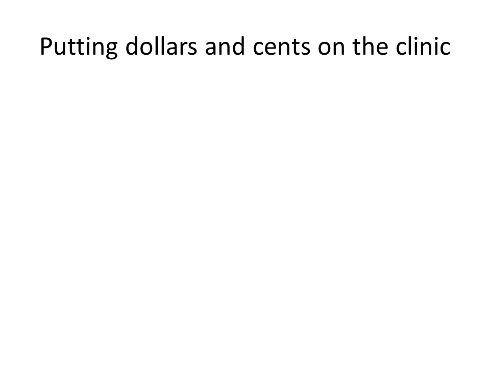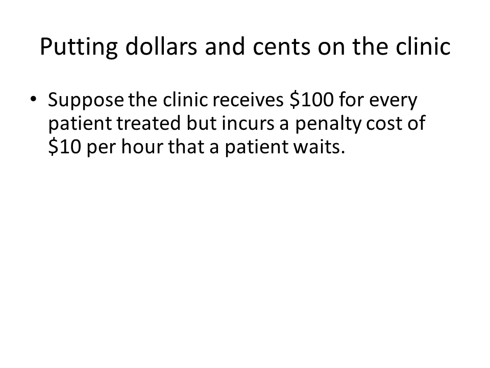We can also start putting dollars and cents on the clinic. This is an extension of the problem here. Let's suppose that we've got some information about what the clinic receives in revenue for each customer and a delay cost, or a penalty cost, for each hour that a patient waits. So we're going to receive $100 every time we treat a patient, and we incur a penalty cost of $10 per hour that a patient waits.